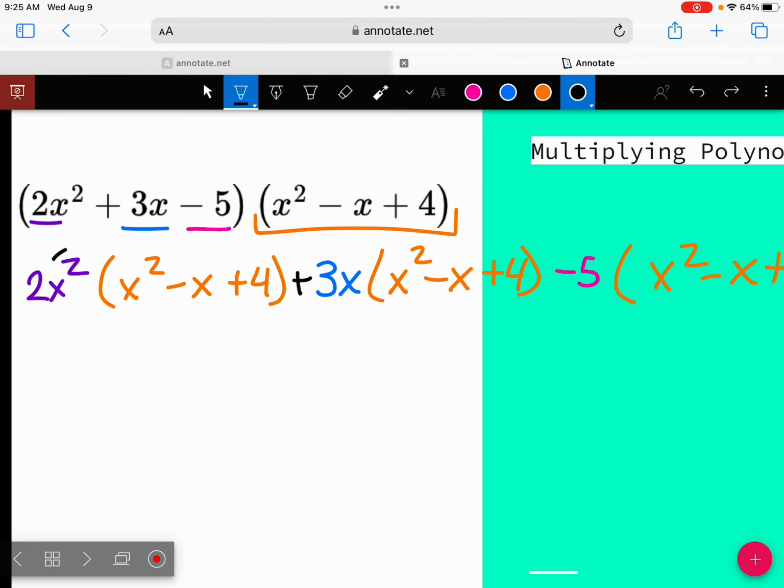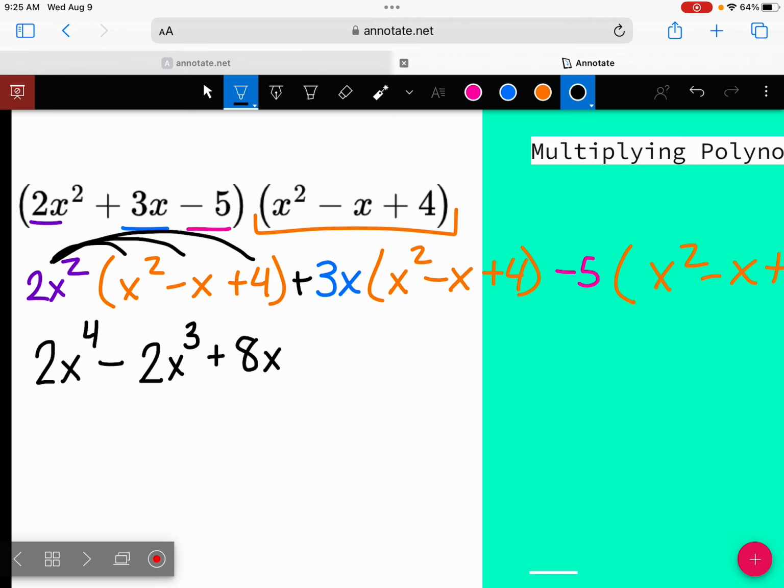And then we're just distributing one piece at a time. 2x squared times x squared gives us 2x to the 4th. My brain jumped about two words, and that's one of the reasons it helps to stay organized. It's very easy for your brain to jump a step. And then we have 2x squared times minus x, which gives us minus 2x to the 3rd. 2x squared times plus 4 gives us plus 8x squared.